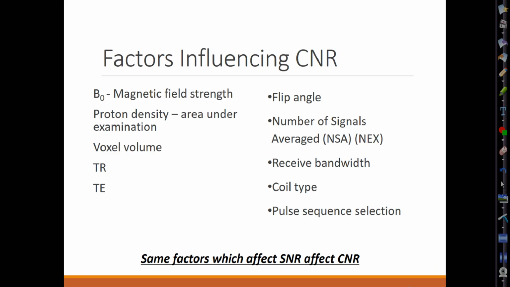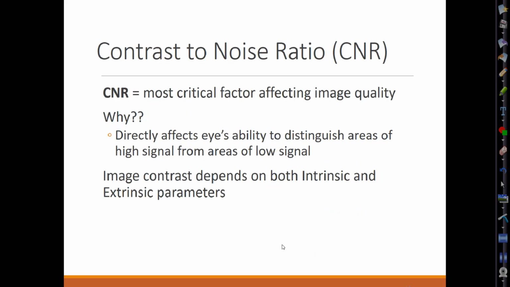The factors that influence contrast to noise are going to be the exact same parameters that affect SNR. So nothing changes here. But contrast to noise is the most critical factor affecting image quality, and the reason is because it's really just how our radiologist's eye is able to distinguish areas of high signal from areas of low signal.